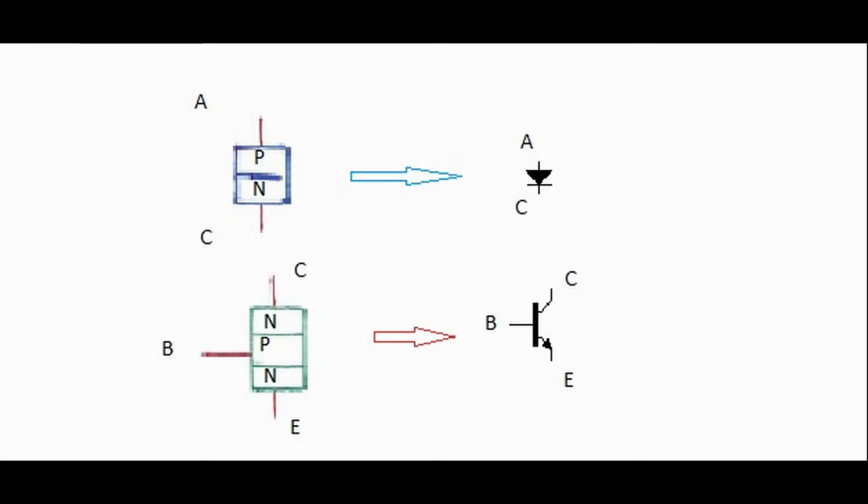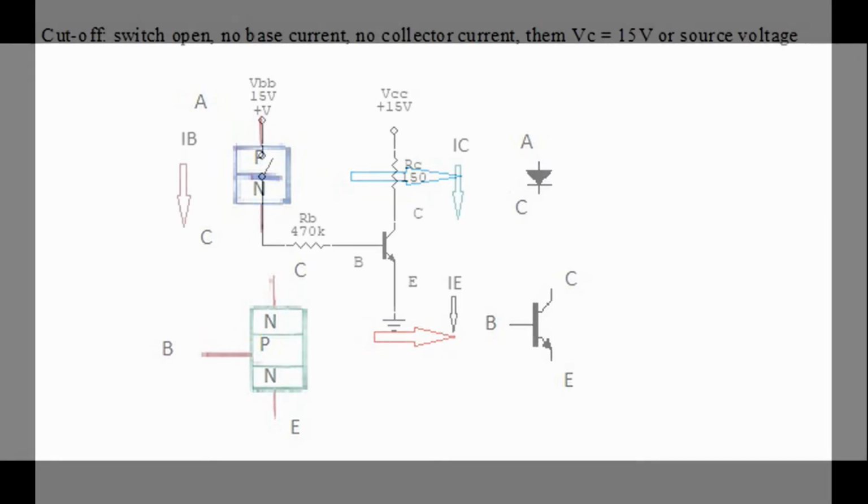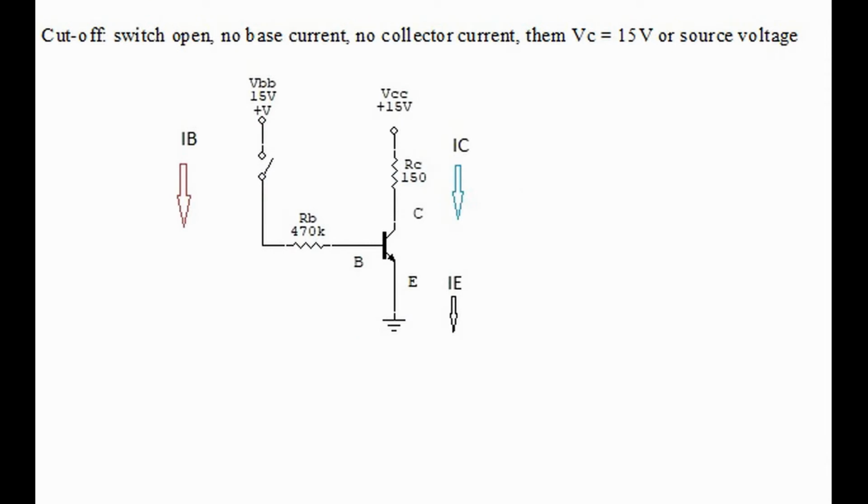Then the trick is how to turn on the transistor, which is called how to bias the transistor, and how to put it to use. Here we have created a practical circuit for the transistor. Notice that we have a resistor into the base and another resistor into the collector. What we're trying to do is to create a path for current into the base and one for the collector.